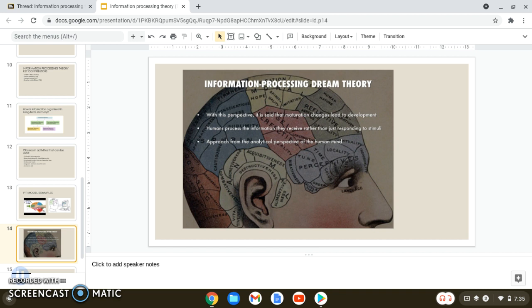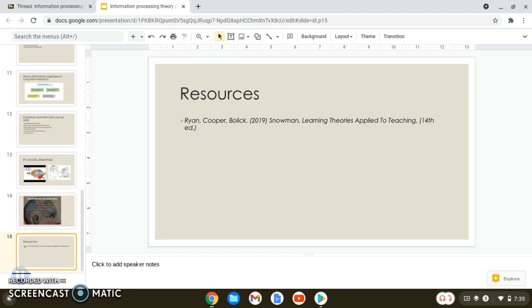Information processing theory. This is a picture I got off the internet. It's basically showing the perspective of what all you retrieve and take in whenever you gain information. And resources. The end.